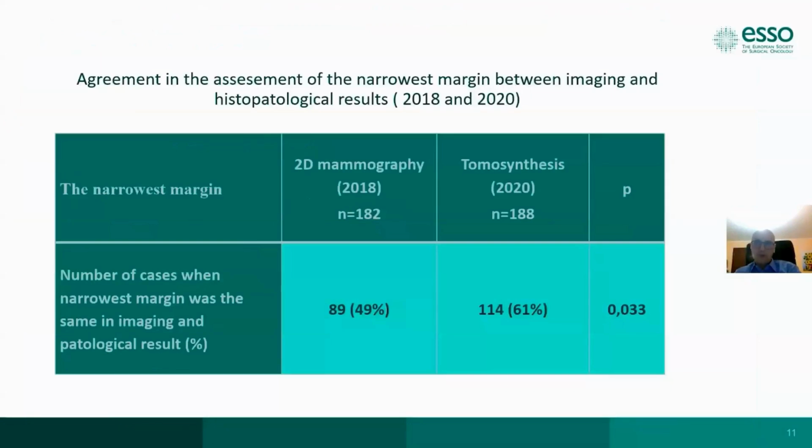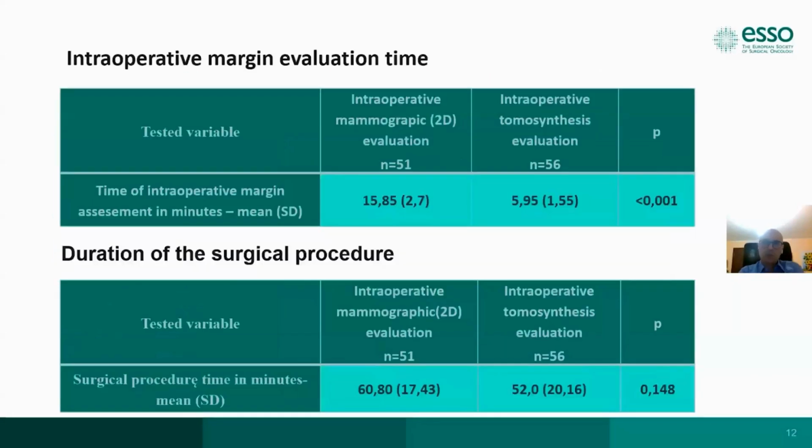We have also performed correlation analysis in the assessment of the narrowest margins of the resected part of the breast between the imaging examination and the final histopathological report. That showed a greater convergence in identifying the narrowest margin between tomosynthesis and histopathological examination than between mammography and histopathological examination. And this difference was significant. The introduction of tomosynthesis to daily clinical practice was also associated with a significant reduction in the specimen evaluation time, as you can see on this slide. The mean duration of surgery in the group assessed with use of tomosynthesis was also shorter, but this difference was not statistically significant.